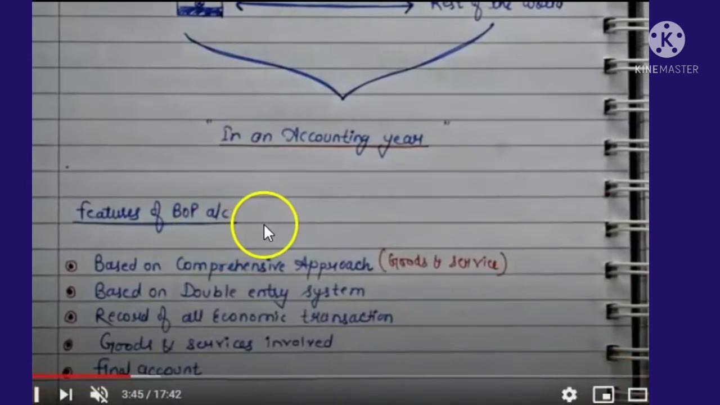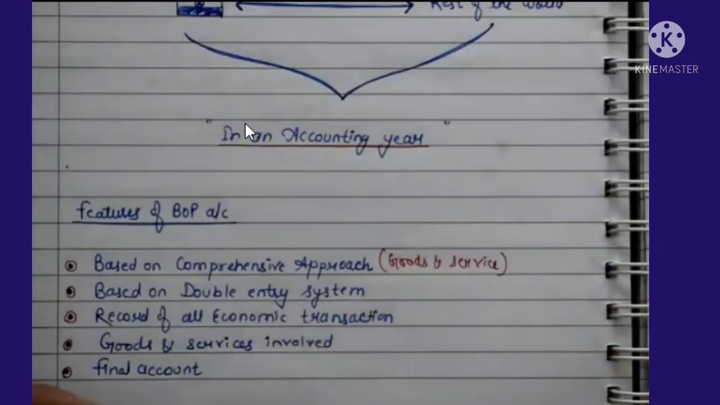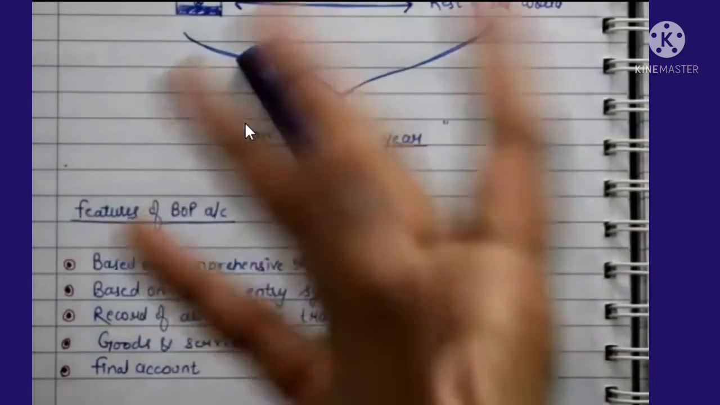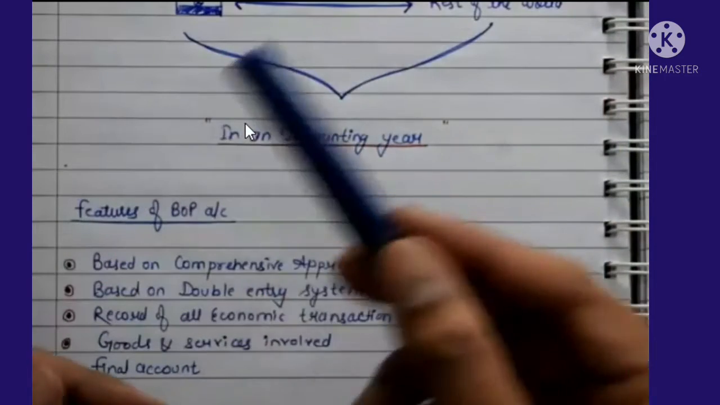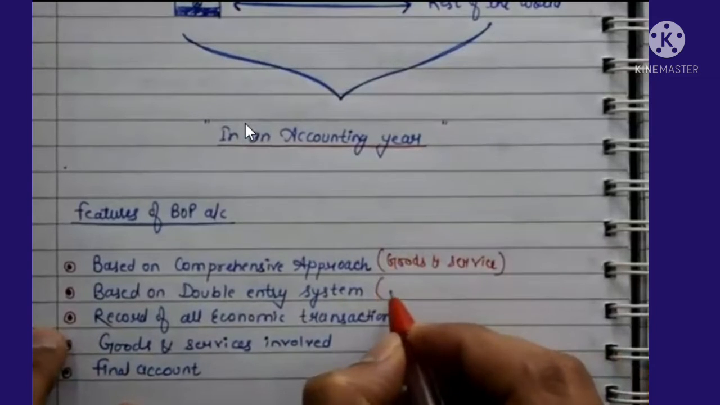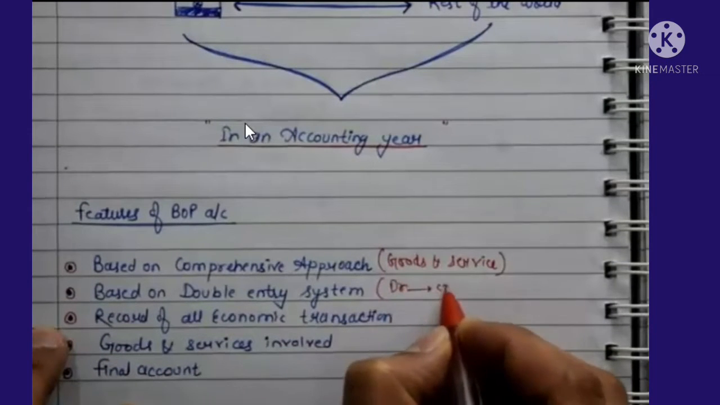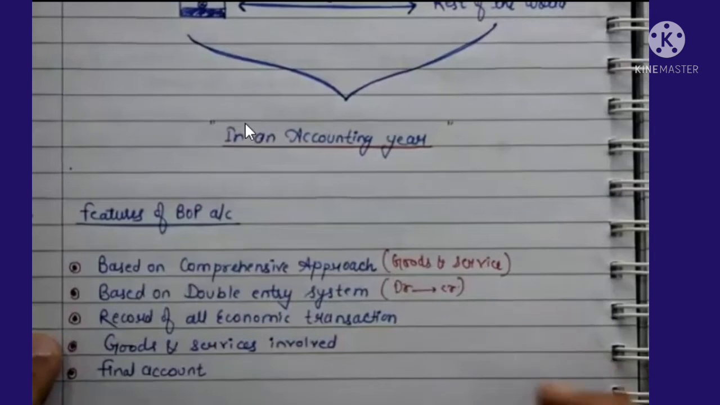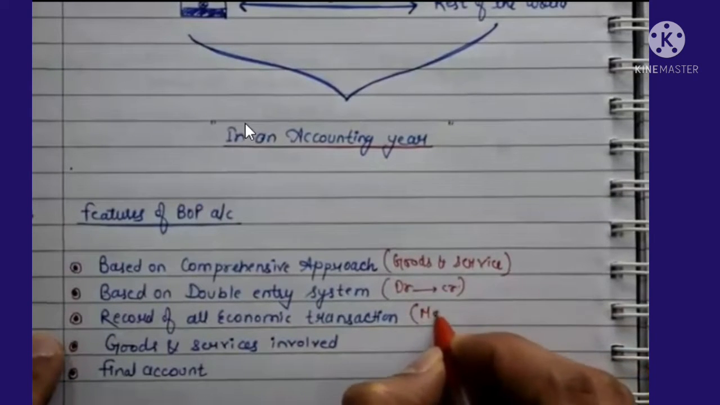Features of balance of payment account: it is based on a comprehensive approach. That is, it may be based on the goods and services exchange approach, and also based on the double entry approach. Double entry system approach means what? The credit and debit of a particular transaction have been entered in this account. So that's known as the double entry system. You may have studied it in accountancy, I think. So that's the second one.